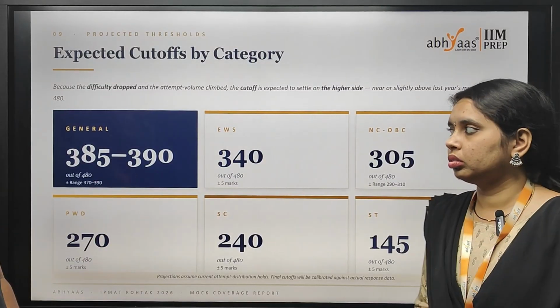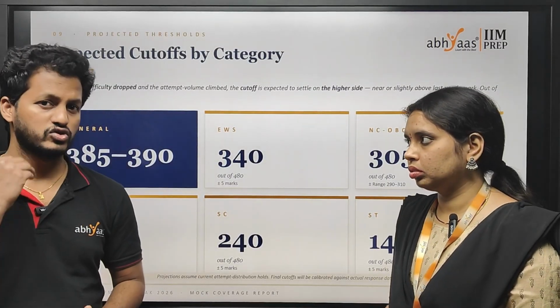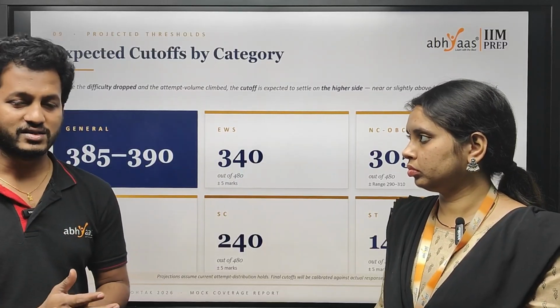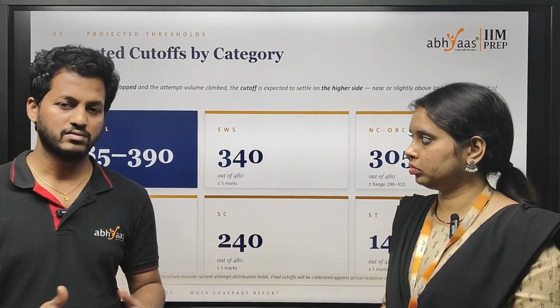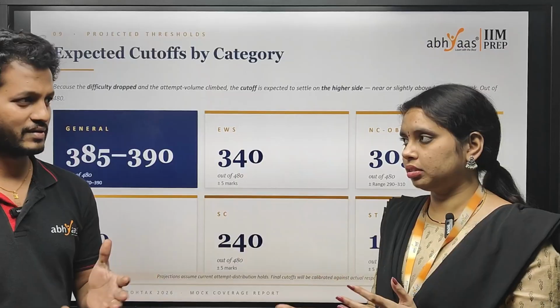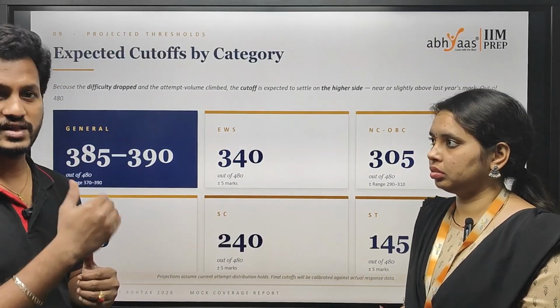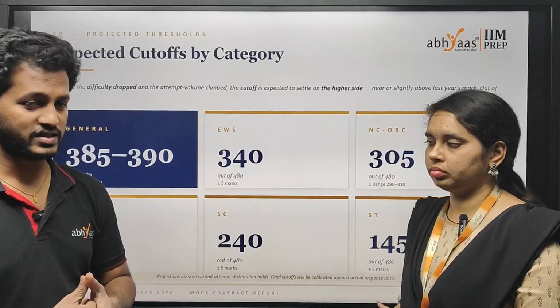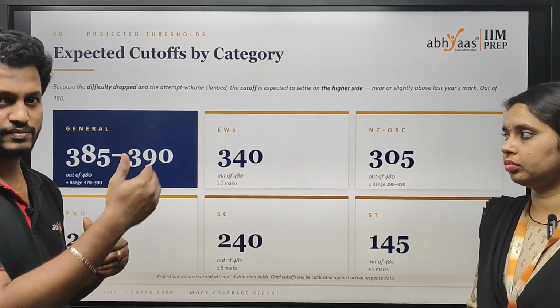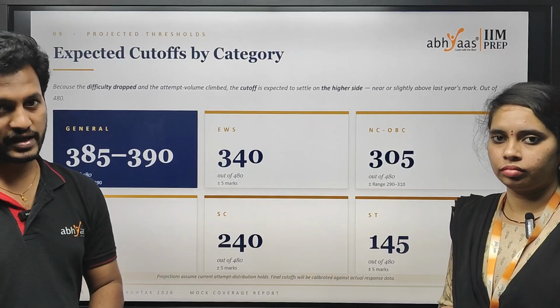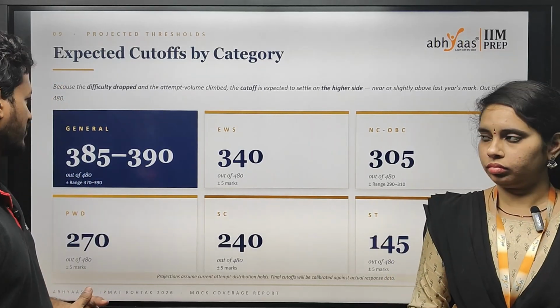Coming to cutoffs, it should be higher than last year, because comparing the difficulties and the reviews from the students, we think that it may go higher than the previous year. Previous year's cutoff was 381, so it may go 10 marks plus from the previous year, and these are the remaining cutoffs which we are assuming will come for this year.